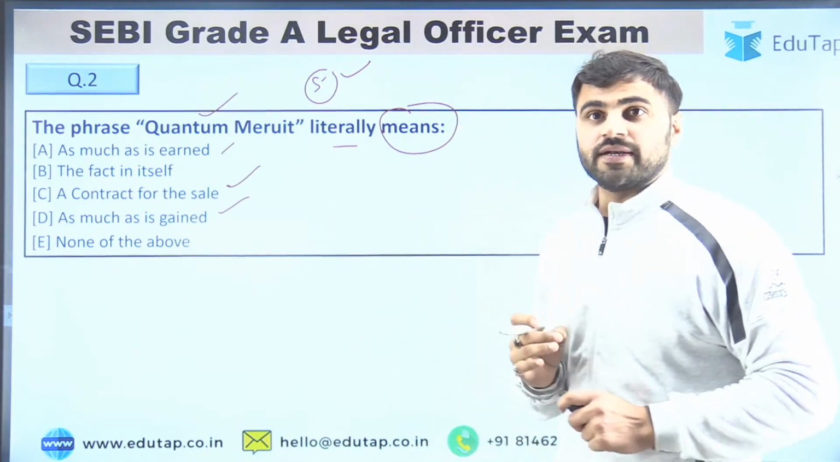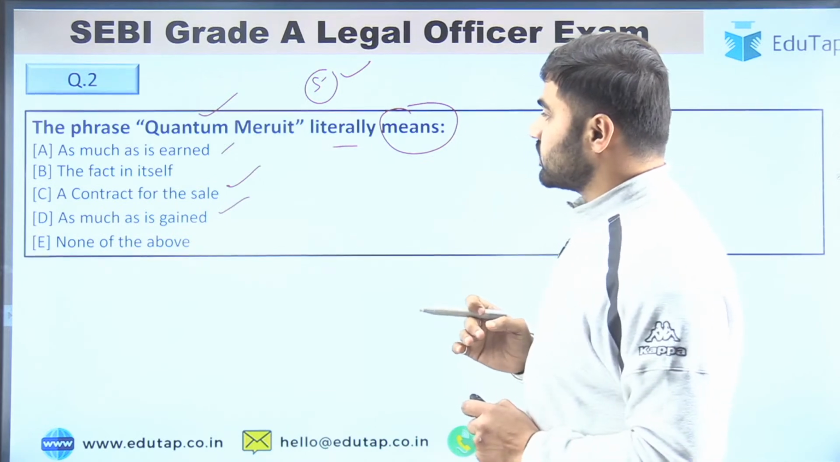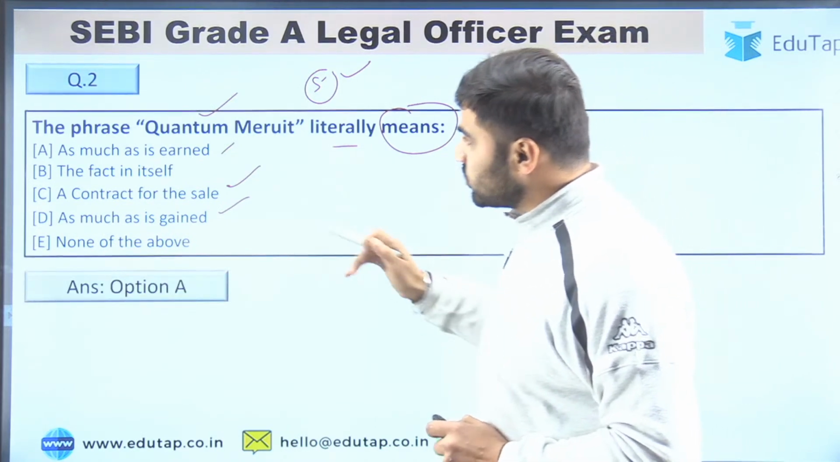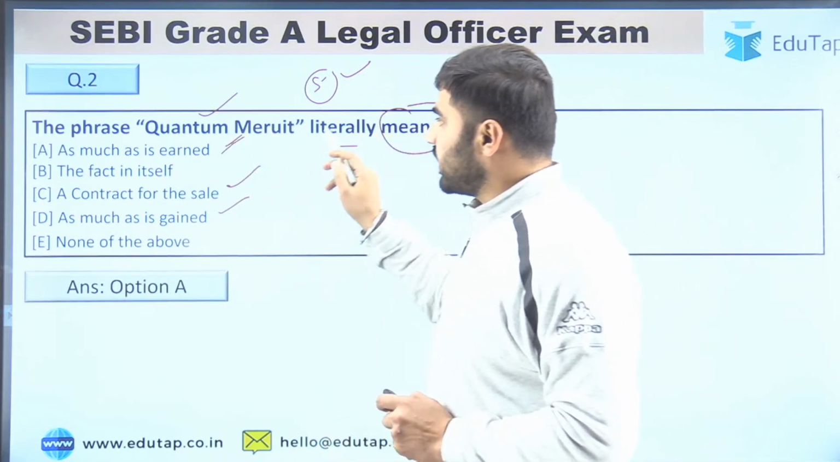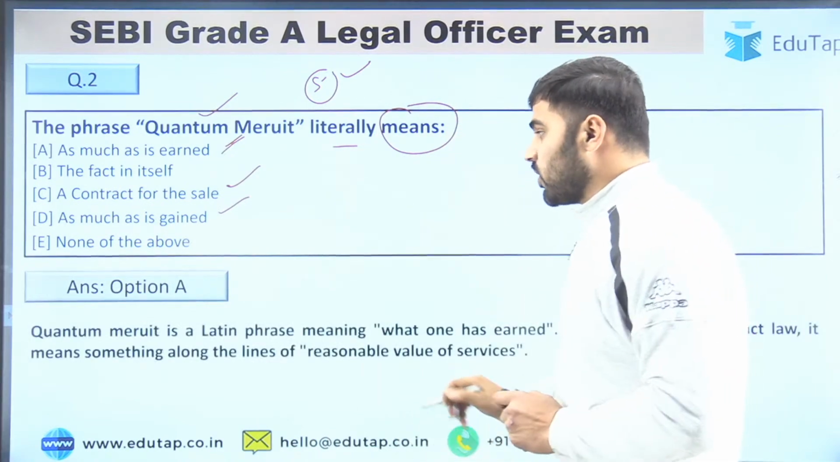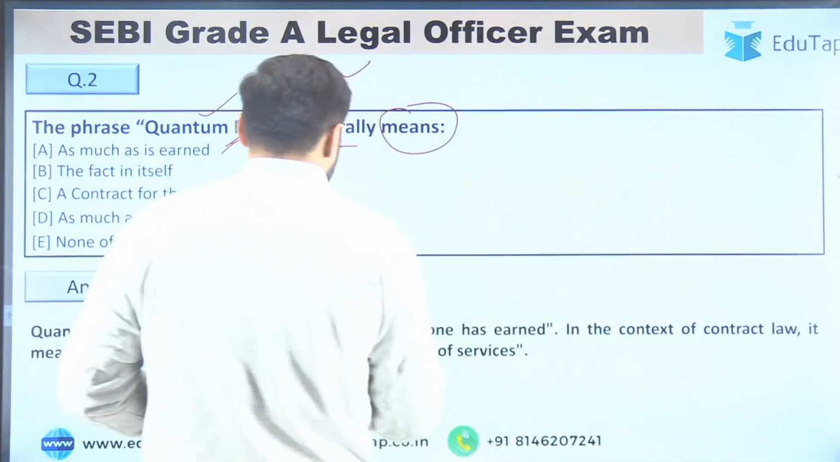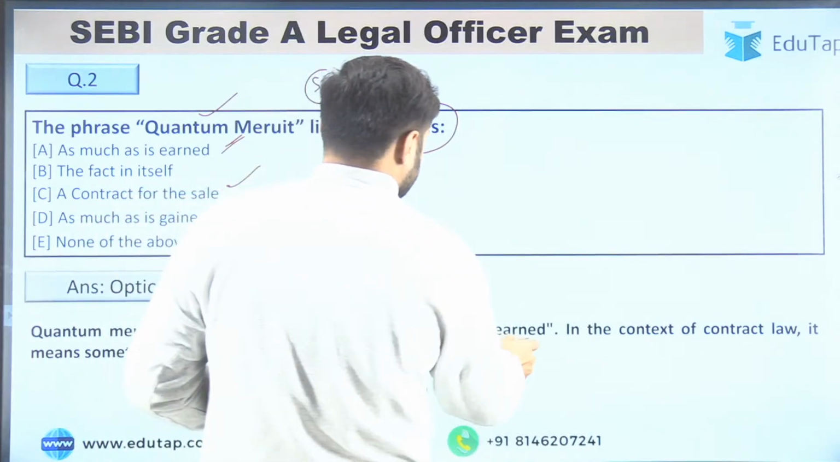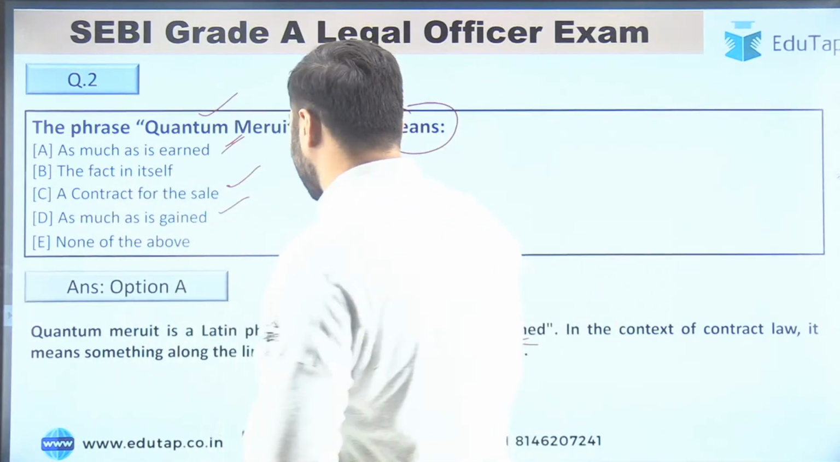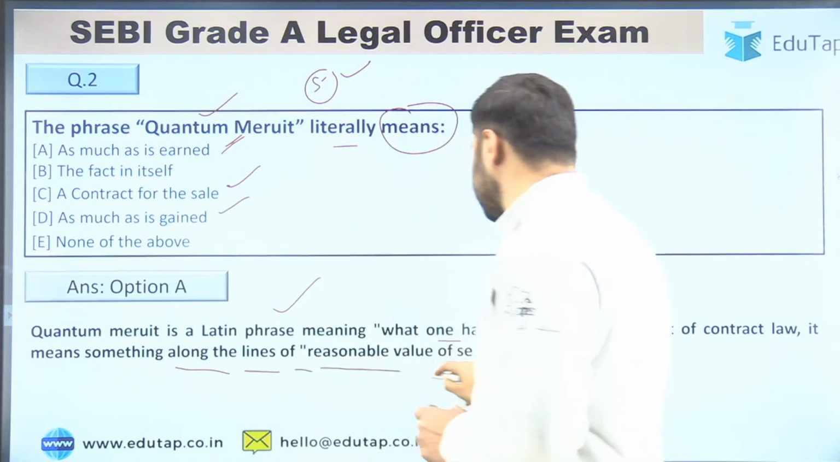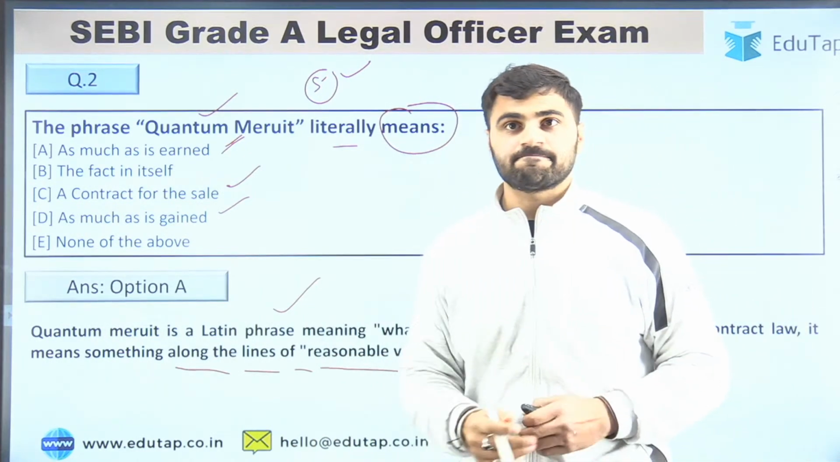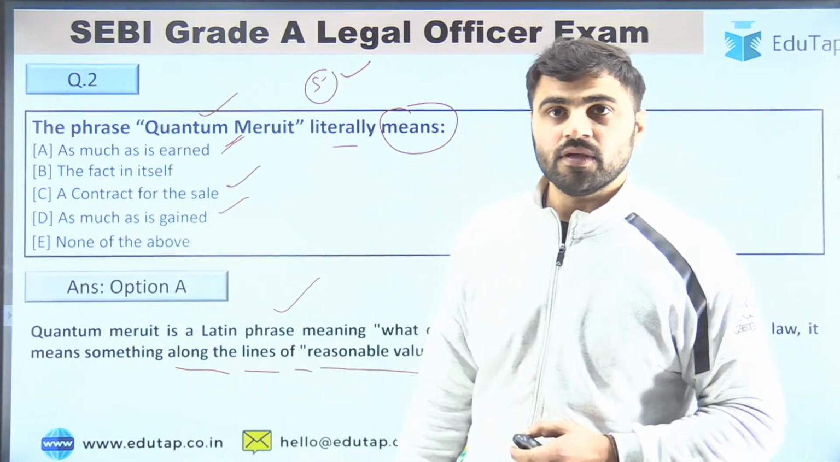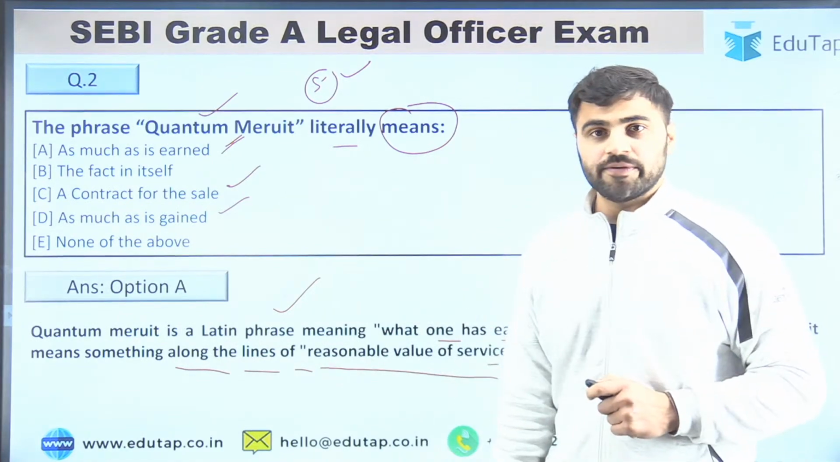One of our aspirants is saying option D, that is as much as is gained. The right answer is option A, that is as much as is earned, right? Quantum meruit is a Latin phrase meaning what one has earned. In the context of contract law, it means something along the lines of reasonable value of services. Right, guys? Now let's move to question number 3.